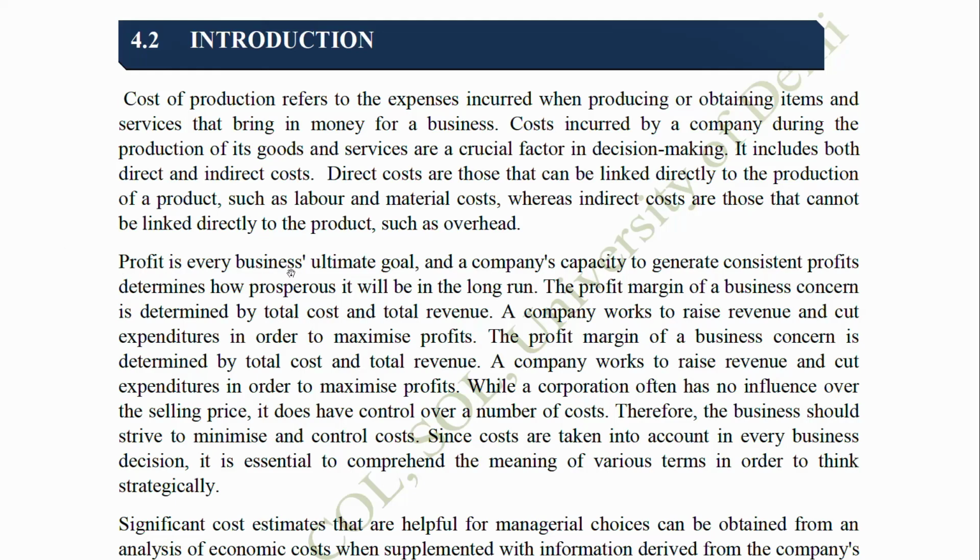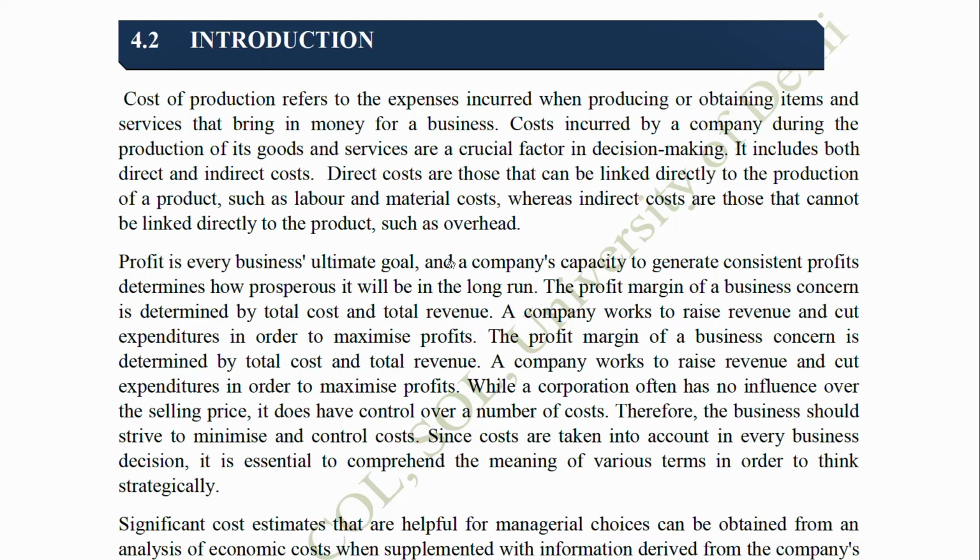Profit is every business's ultimate goal, and a company's capacity to generate consistent profits determines how prosperous it will be in the long run. The profit margin of a business concern is determined by total cost and total revenue. A company works to raise revenue and cut expenditures in order to maximize profits.